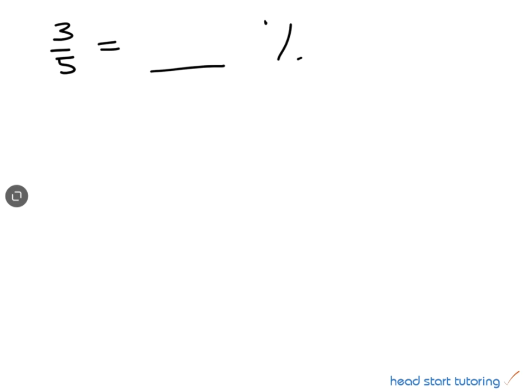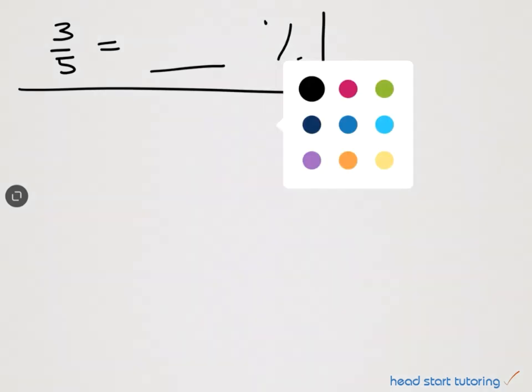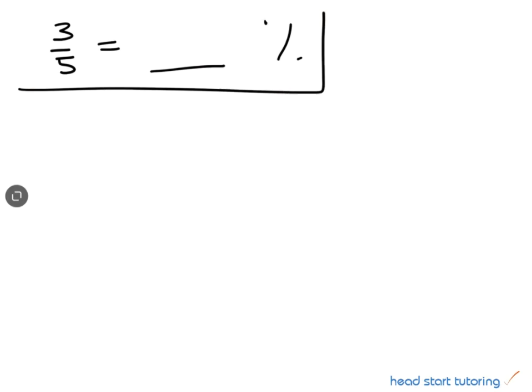If we would like to convert 3/5 into a percentage, we have quite a few different methods that we could use. The first method is converting 3/5 into an equivalent fraction out of 100. Because a percentage is a fraction out of 100, as soon as we have our denominator as 100, your numerator will automatically be your percentage.